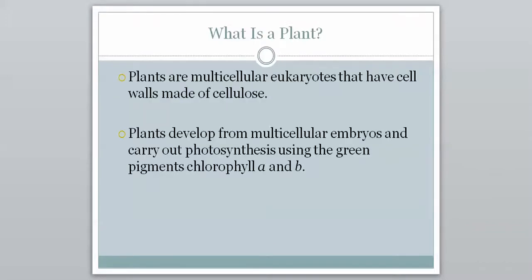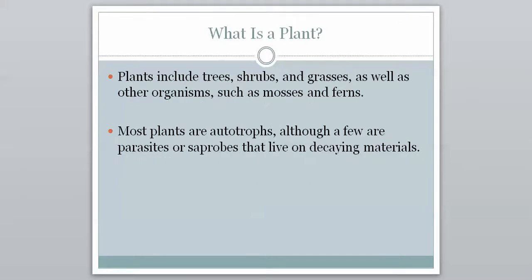And how we define a plant is as multicellular eukaryotes that have cell walls made of cellulose. So this is a difference between them and the fungi that we talked about. The fungi were chitin, and now these are cellulose. And plants develop from multicellular embryos, we'll get into their life cycle in a second, and they carry out photosynthesis using the green pigments chlorophyll A and chlorophyll B. So that's just some general characteristics. And some examples, plants include trees, shrubs, grasses, as well as other organisms such as mosses and ferns.